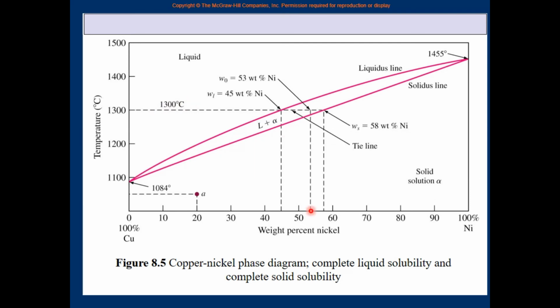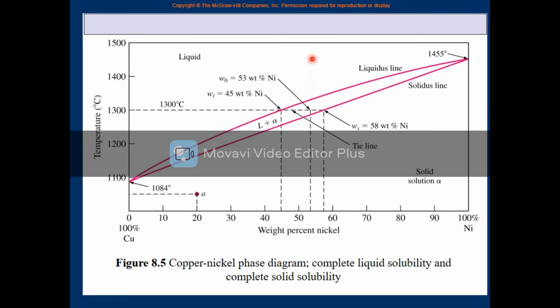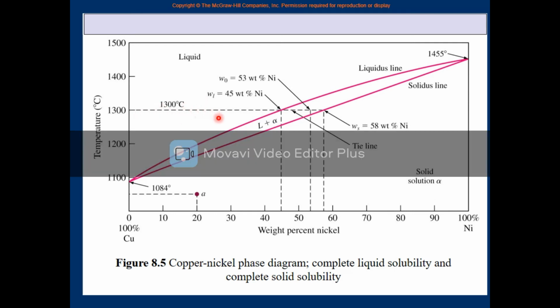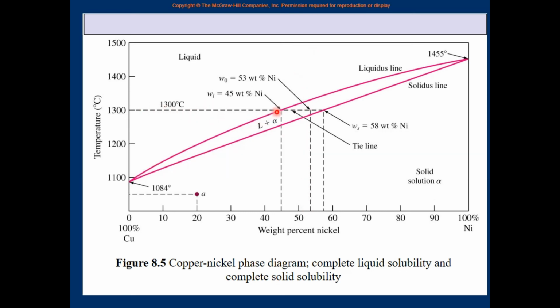The first thing that you do is mark the composition, 53 weight percent nickel, and make a vertical line. Because this is where the problem started: what is the initial composition? 53 weight percent nickel. So take out your ruler, take out your scale, and make a vertical line at this. You can extend the line, it does not matter. And the second thing is, what is the temperature? So draw a horizontal line which cuts the liquidus and the solidus and your line, right? So you now have one vertical line and one horizontal line. This is your starting point to solve this type of problem.